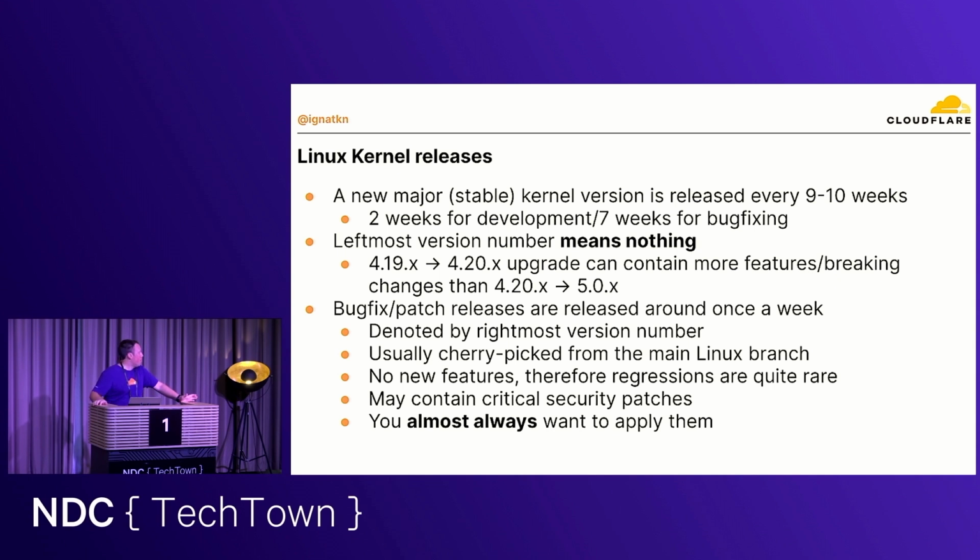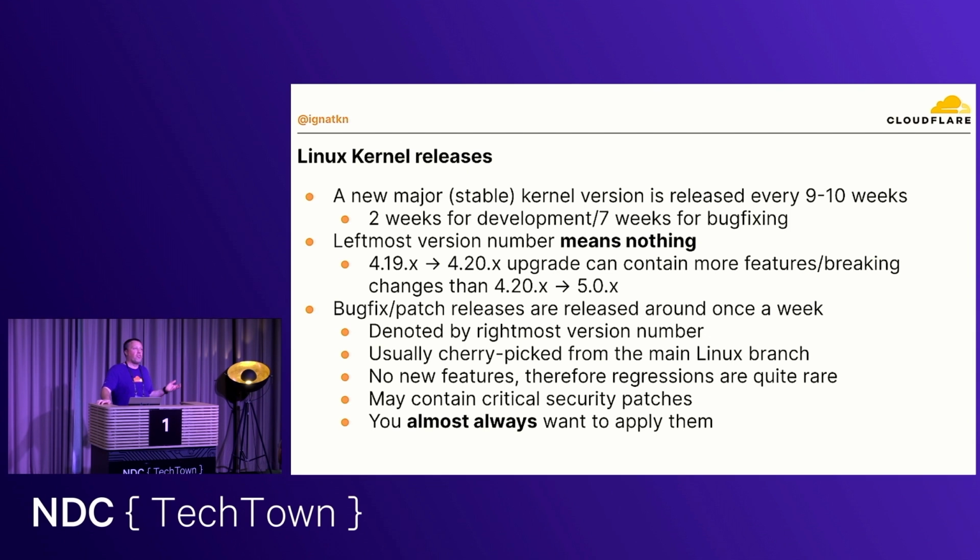And yeah, bug fix and patch releases are released once a week. They are denoted by the rightmost version number. They're usually cherry-picked from the main Linux branch, so you don't get new features, and therefore regressions are really, really rare. So now in Cloudflare, we just continuously apply bug fix releases, and I don't remember any regressions we see in years.